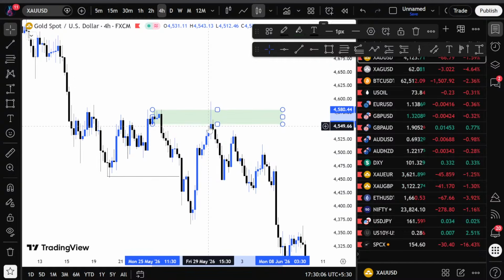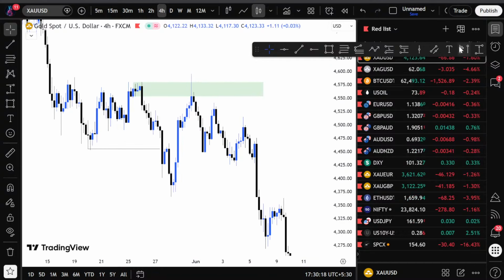But after the candle closes below, now you know that price has tested your area. Now price is not able to close above. So you are shorting here with a stop loss above our zone. And then this is your move.